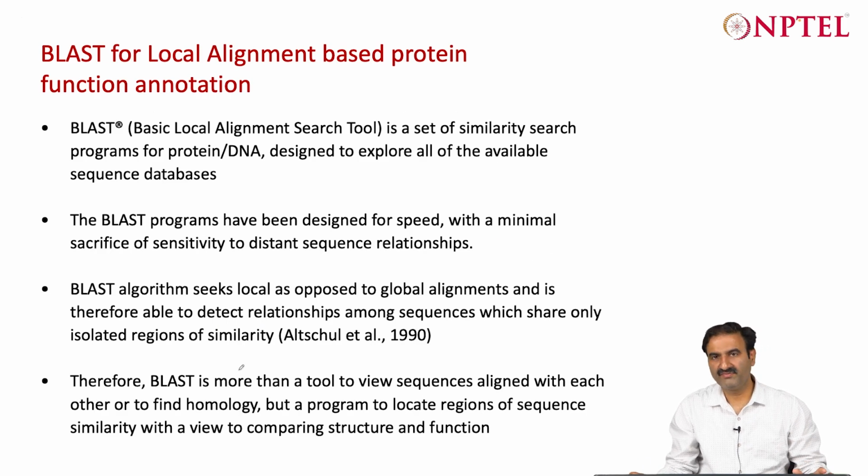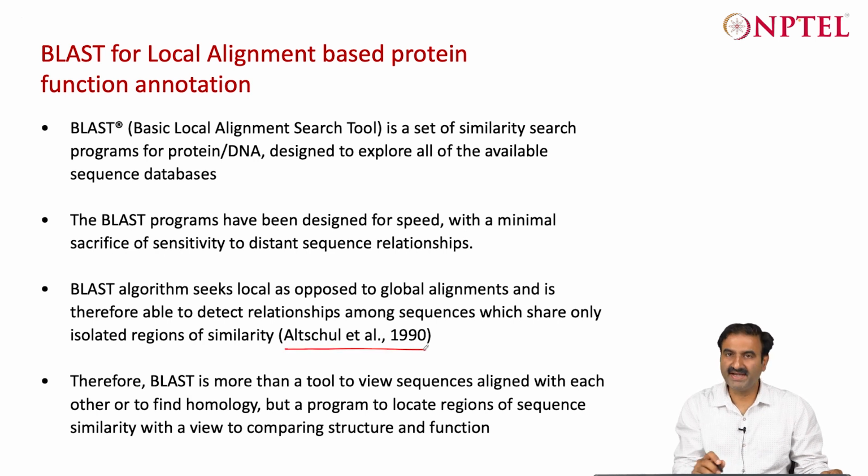So BLAST is one of the local alignment based tools, designed for speed, accuracy, as well as reporting results which can be validated later. It can also determine long distance relationships if you do PSI-BLAST and other kinds of BLAST. That is why it is very useful for functional annotation. It was developed by Altschul et al. in 1990, and since then it has evolved a lot.